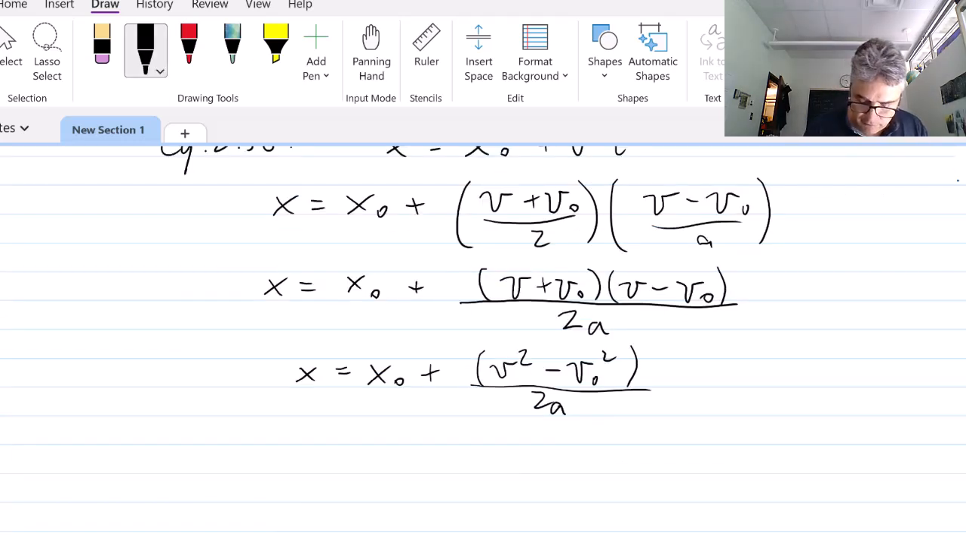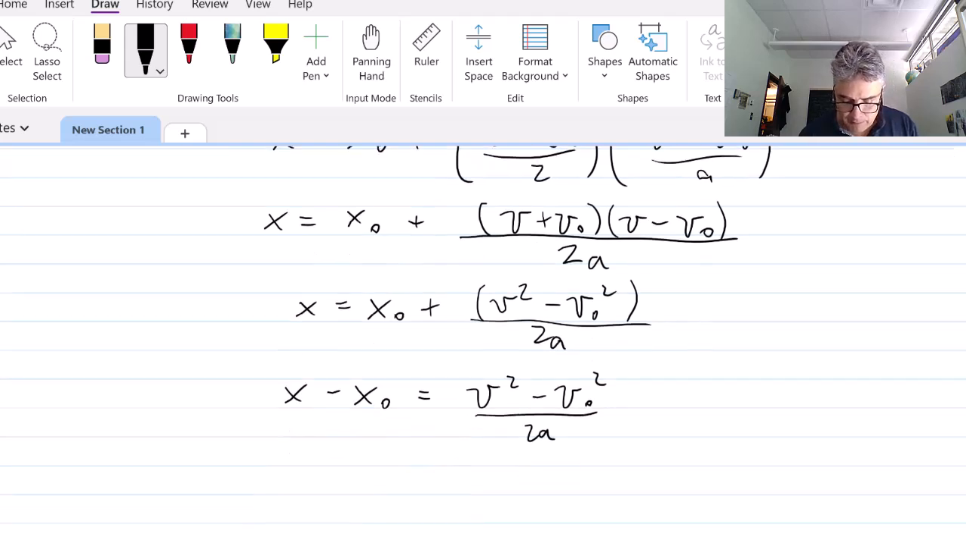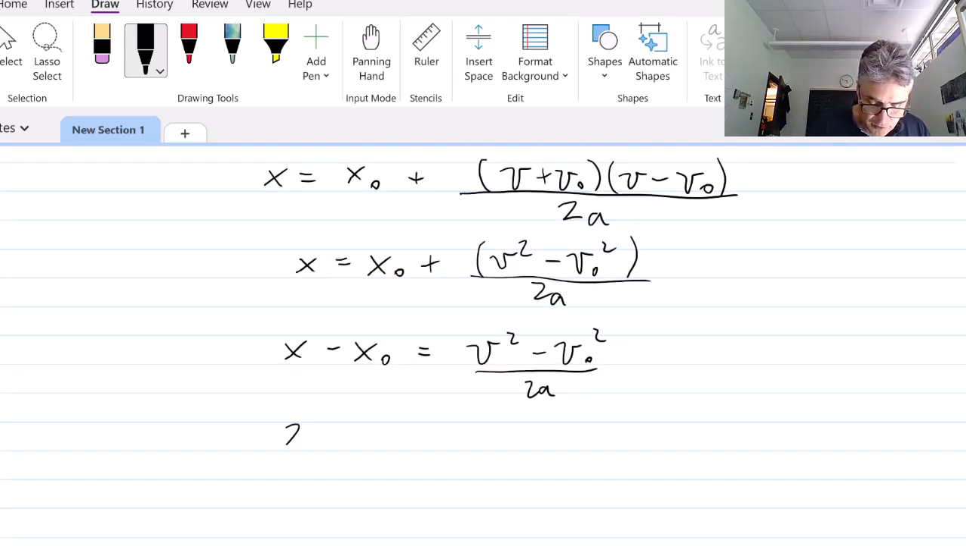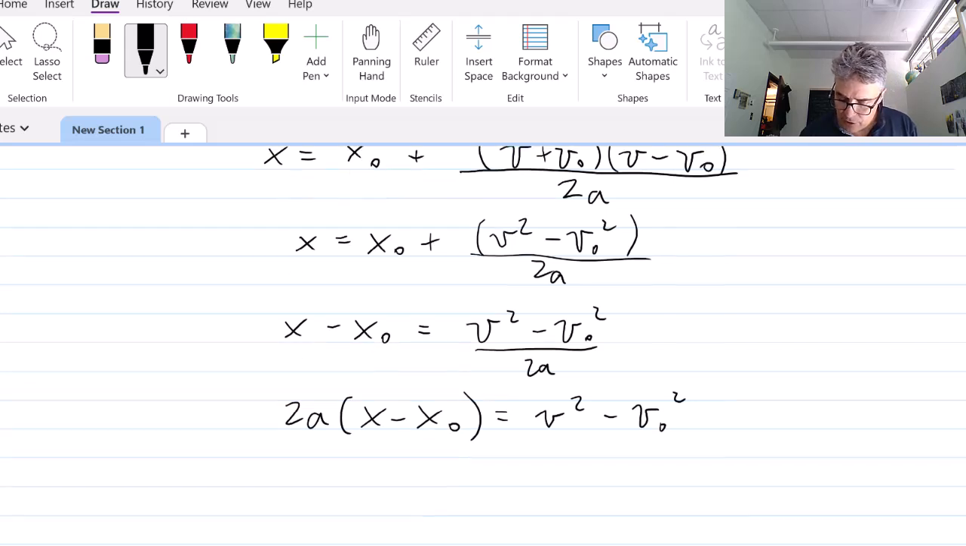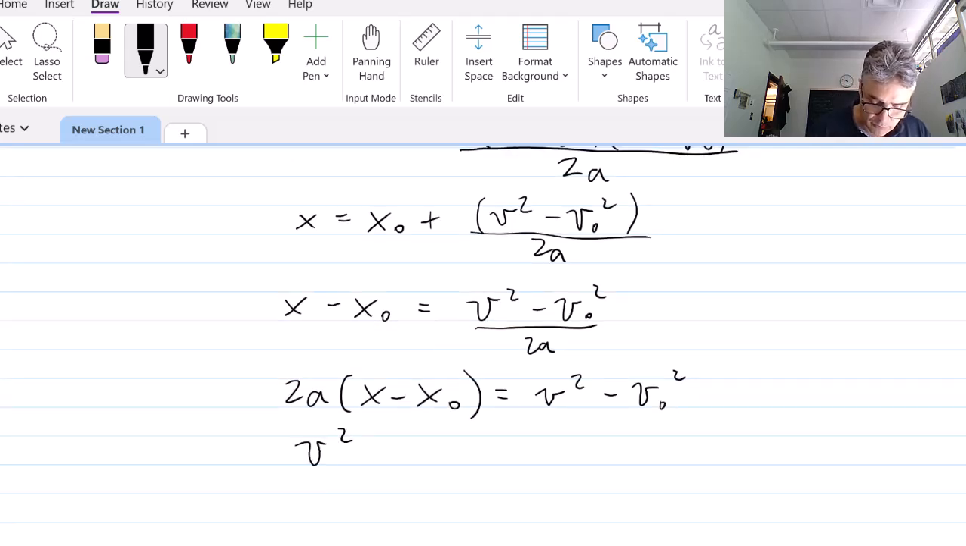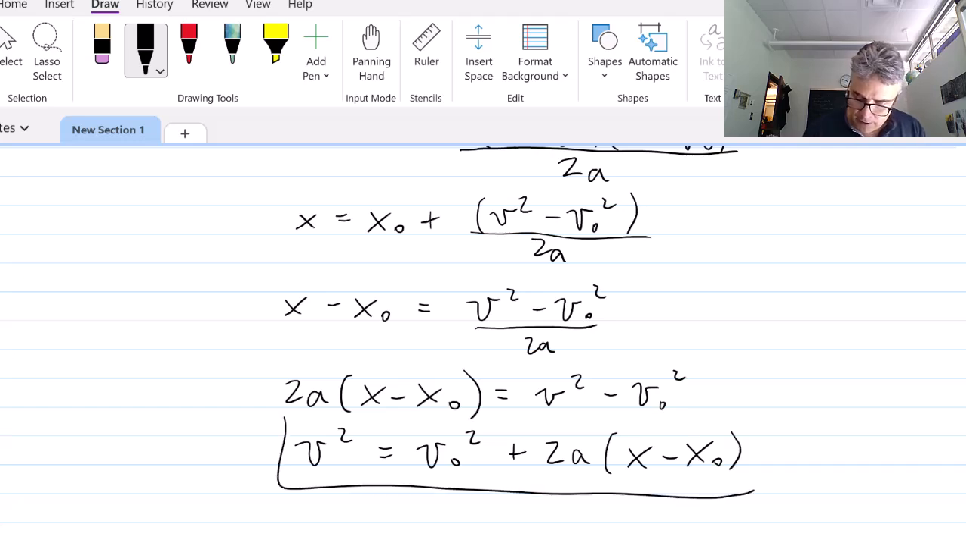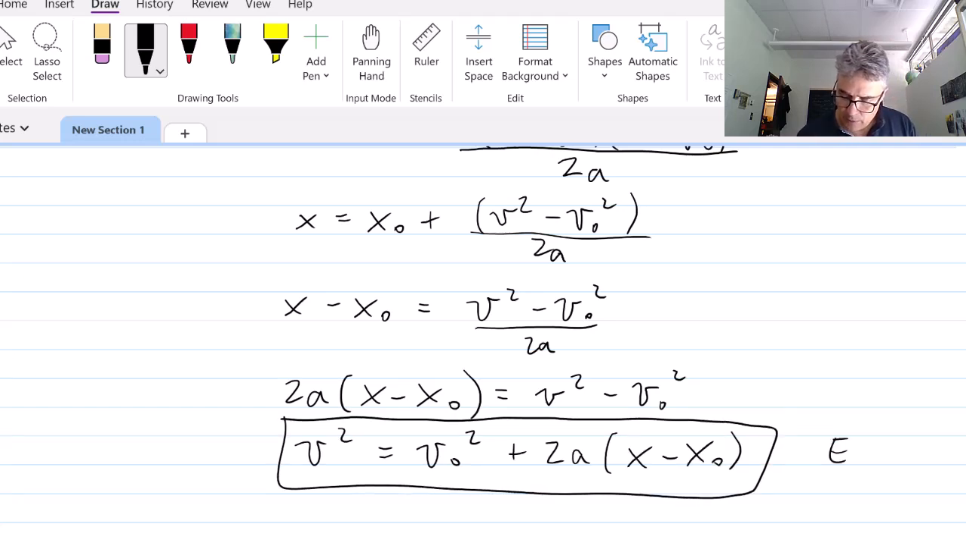Actually solve this for the final velocity squared. So first thing I'll do is I'll subtract x0 from both sides, and I've got v squared minus v0 squared all over 2a. Now I'm going to multiply both sides by 2a, so I'll get 2a times x minus x0 is equal to v squared minus v initial squared, and then I'll add v initial squared to both sides, flip it around, and I get v squared is equal to v initial squared plus 2 times a times x minus x initial. And this one is the last of our 4 equations, and this is called equation 2.54. And here they are.